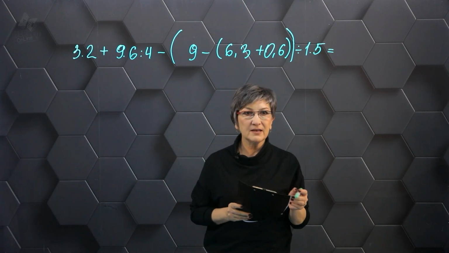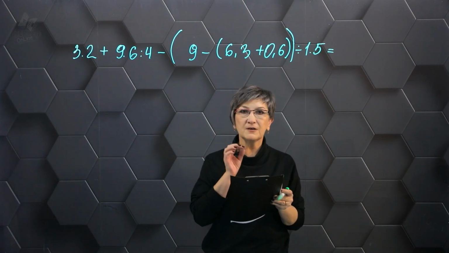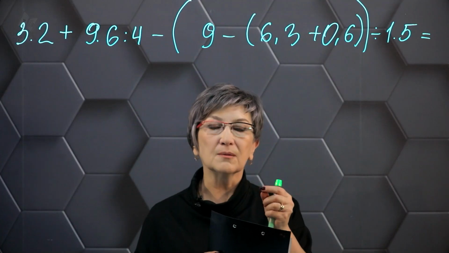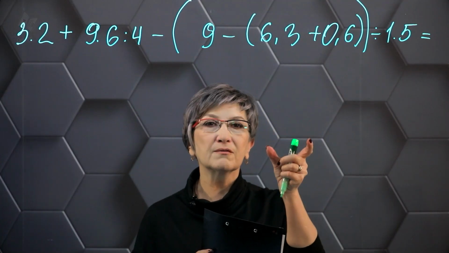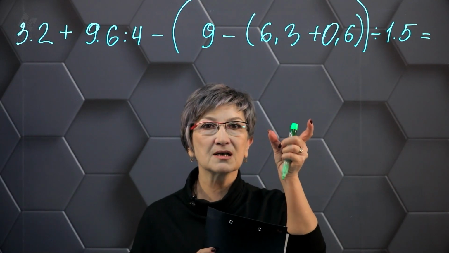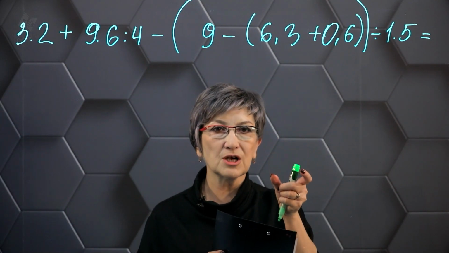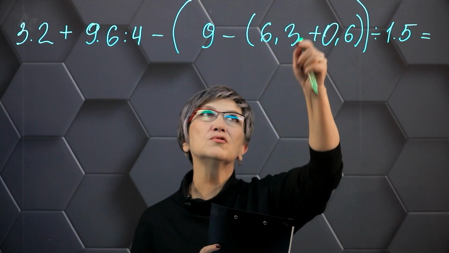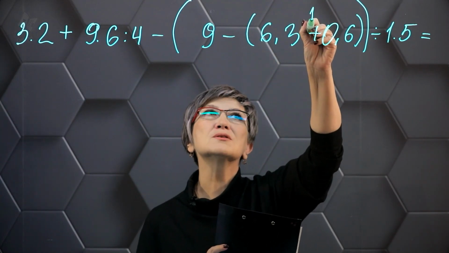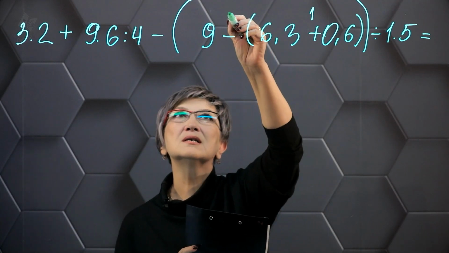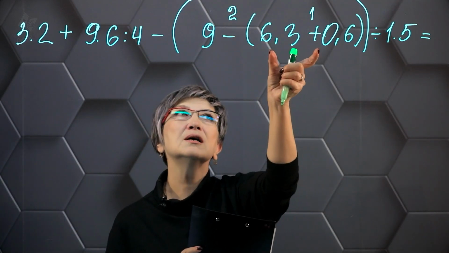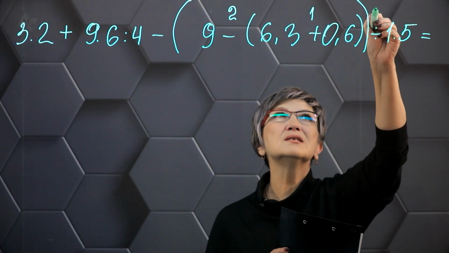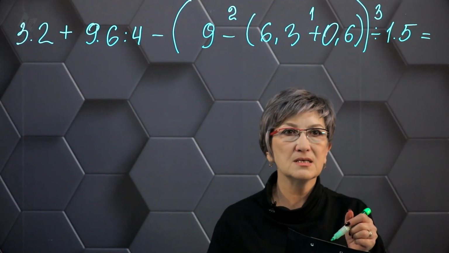In order to solve this example correctly and get the right answer, we must arrange the actions in a specific sequence. So by rule, the first action we look at is the action that's in the brackets. We see 2 parentheses, so I'm looking at the first parenthesis and write down 1. Then from 9 I subtract that result, and that is the second action. The third action is to divide by 1.5.